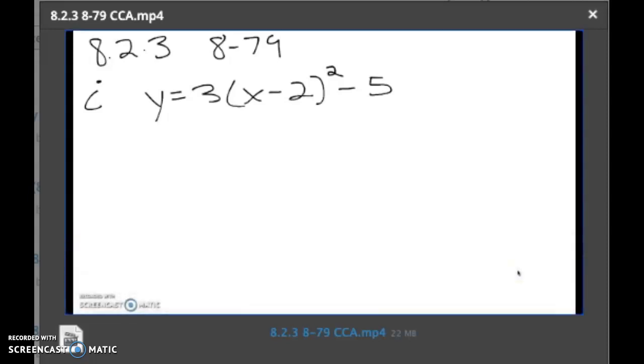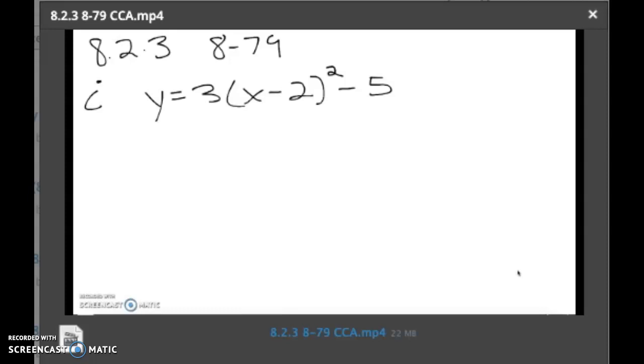Lesson 823, problem 879. In this problem, we're given quadratics in different forms. So we need to first verify that this is in fact a quadratic equation by rewriting it in standard form. Remembering standard form is y equals ax squared plus bx plus c. So here's the first problem we're given.